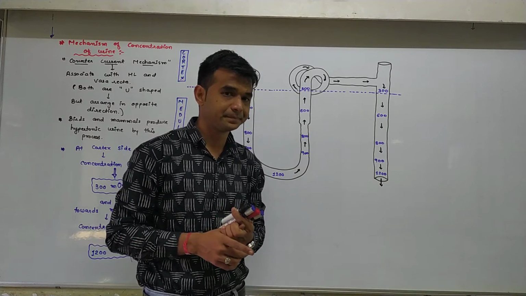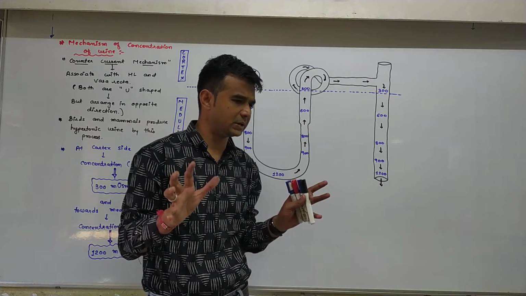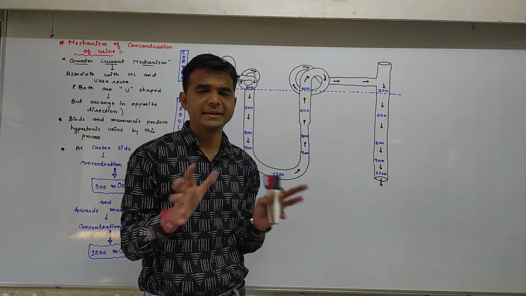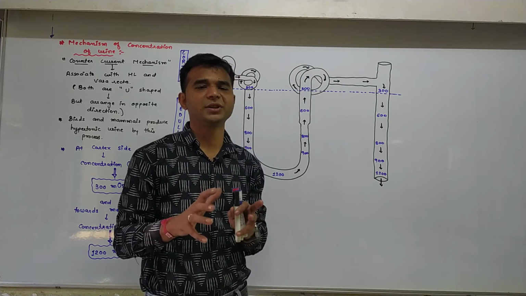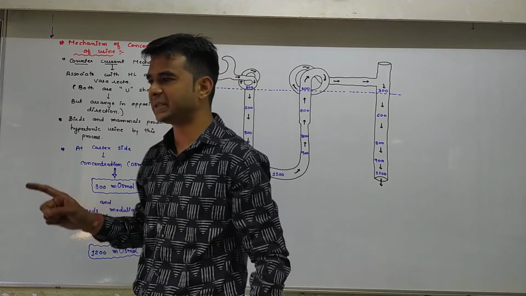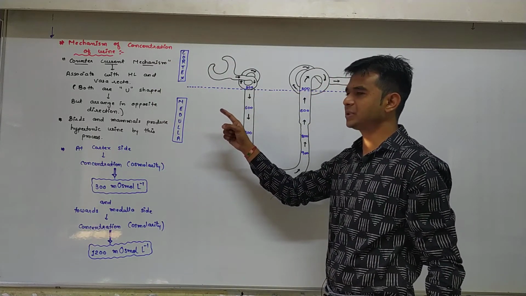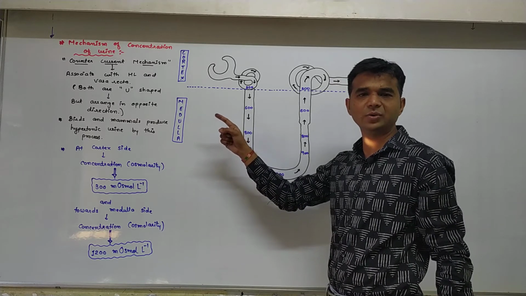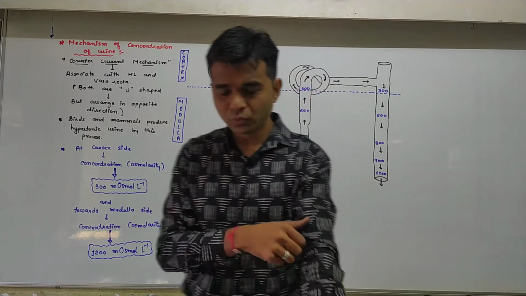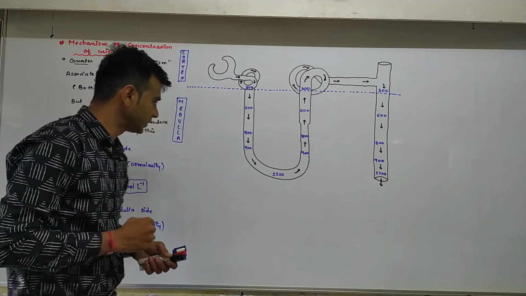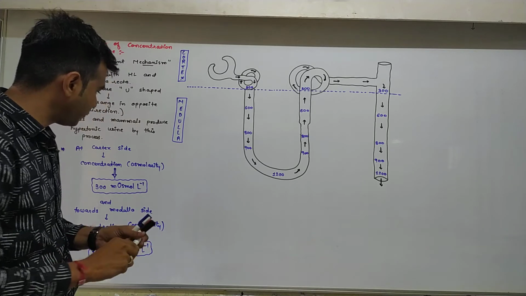You know that there is no role of the PCT and DCT in concentration of the urine. Please remember that concentration of the urine is mostly associated with the vasa recta and loop of Henle. Now, I can tell you one important point.